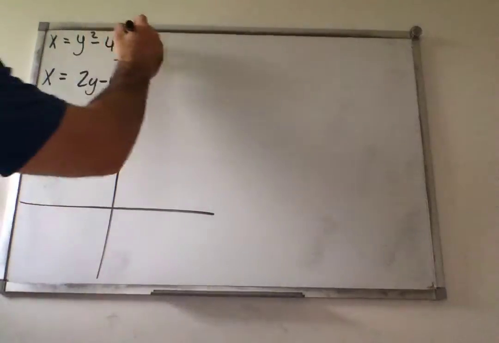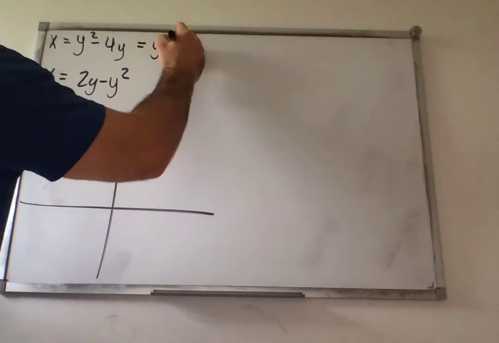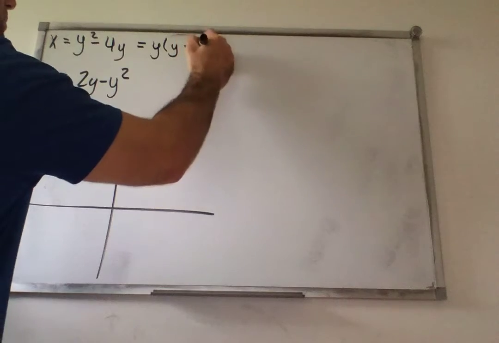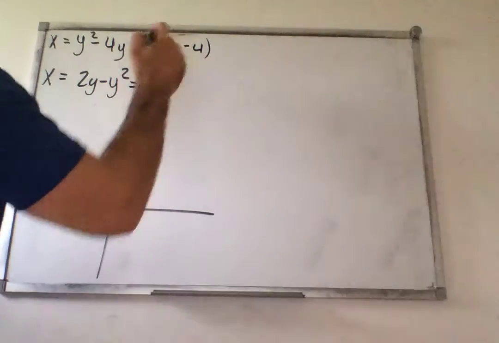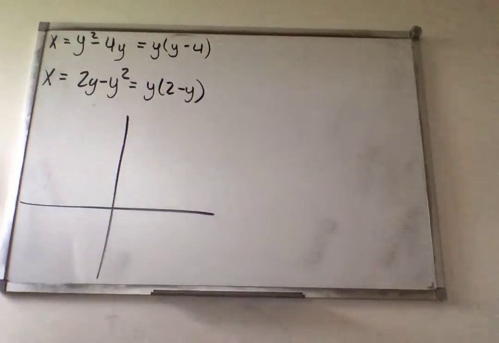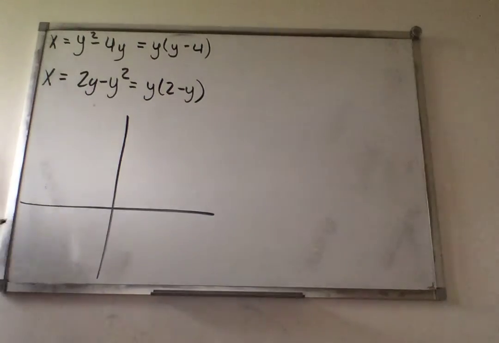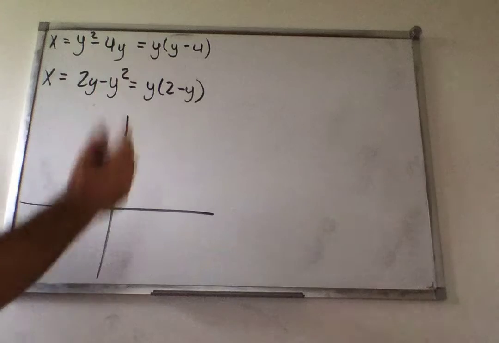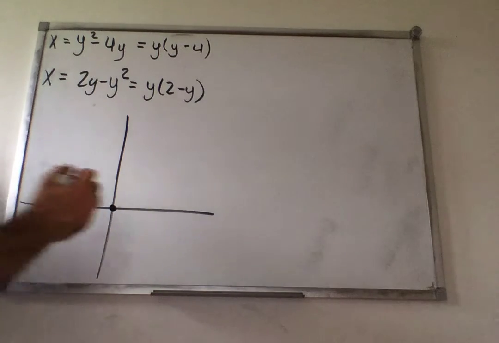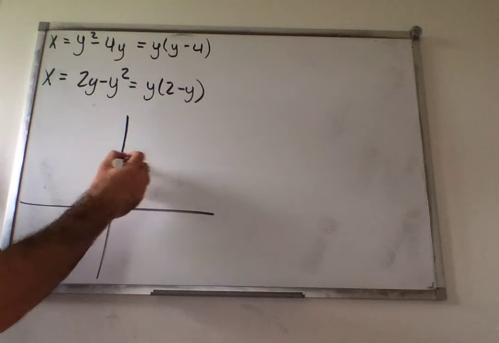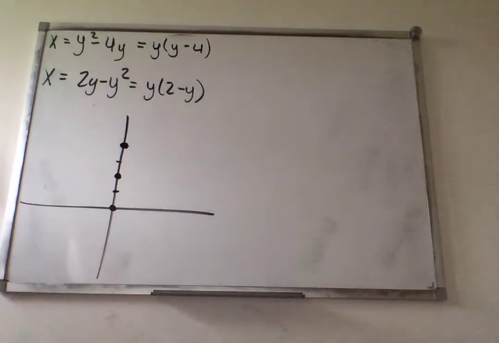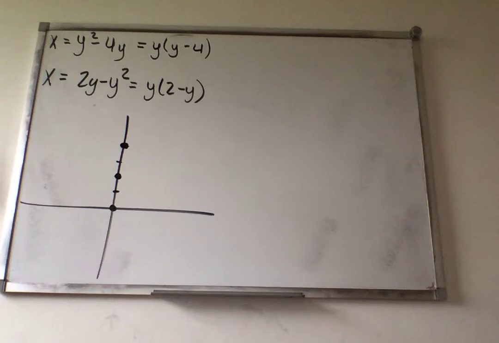Now what we can do to help us is factor out a y. We get y minus 4 on this one, and we get 2 minus y on that one. From here we can easily see the zeros. They both have a zero at 0. One of them has a zero at 4, so 1, 2, 3, 4. The other one has a zero at 2. So let me go ahead and draw these real quick.